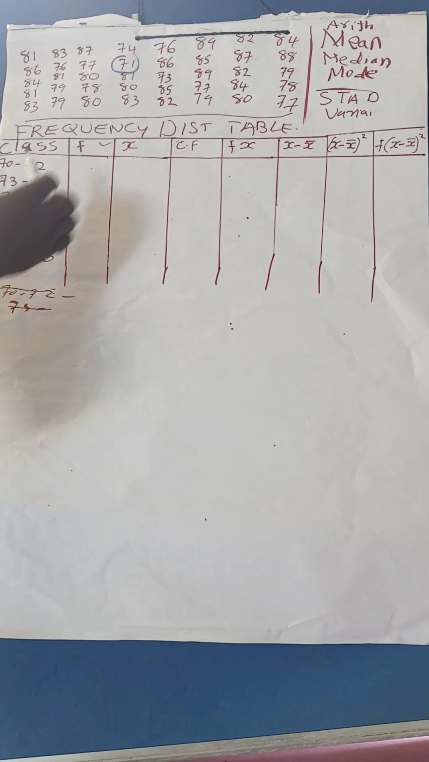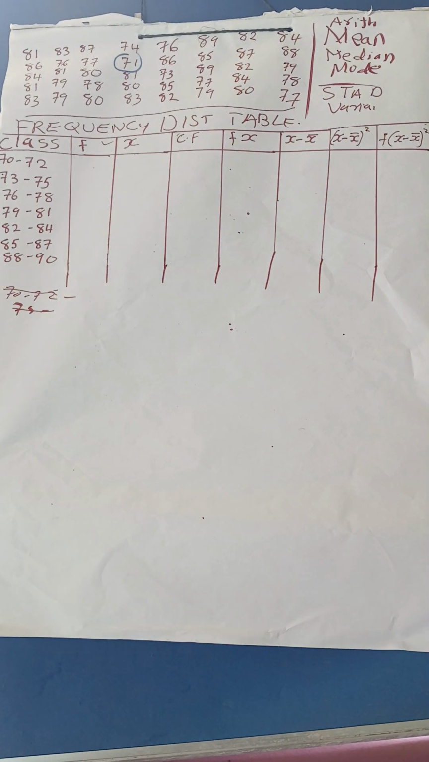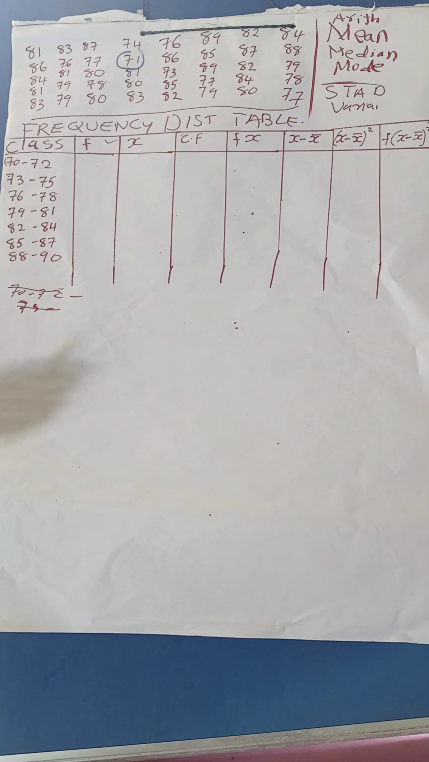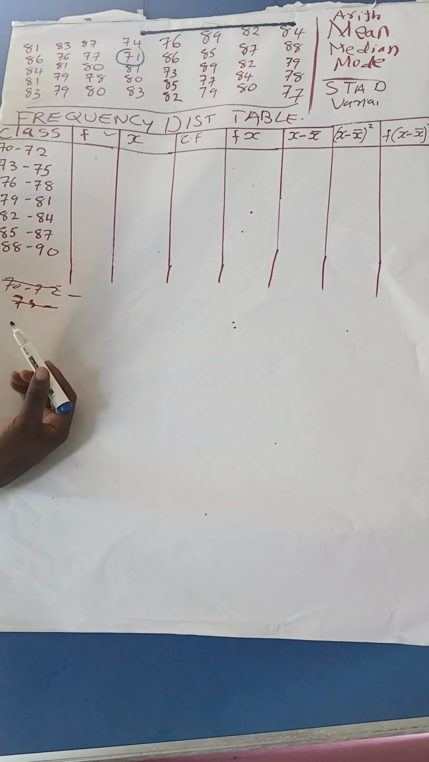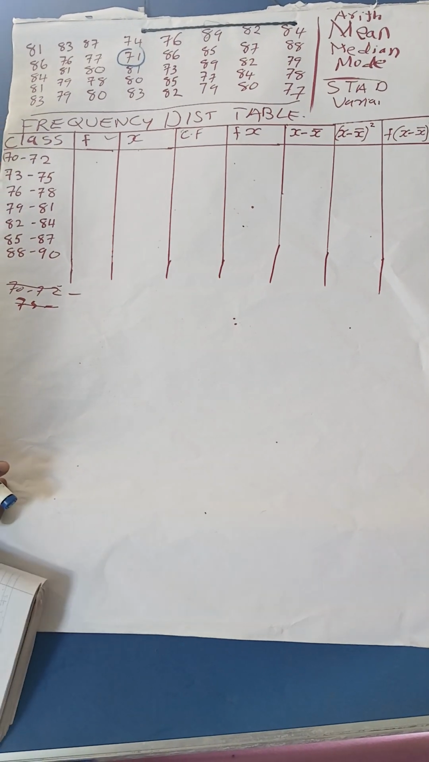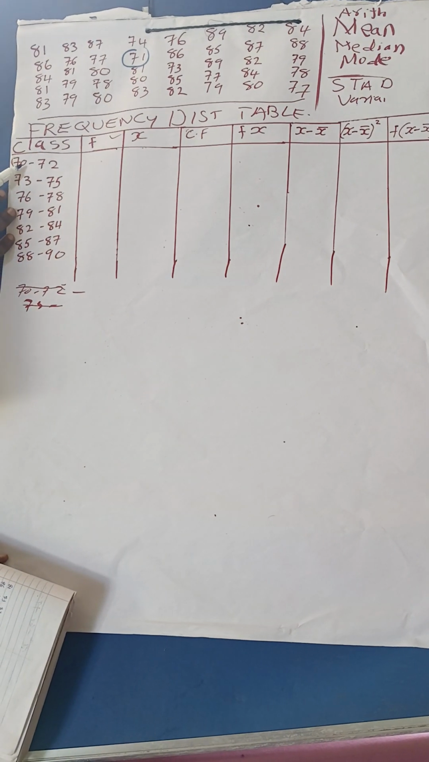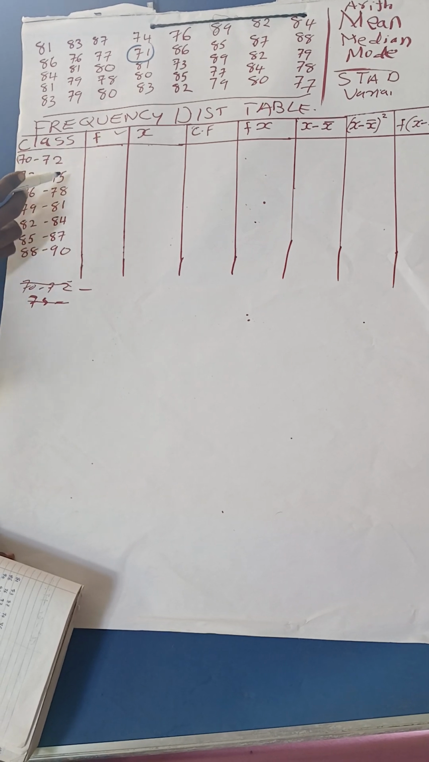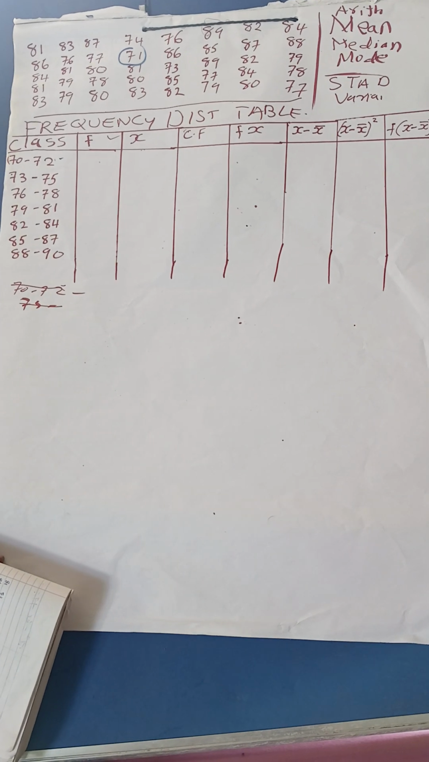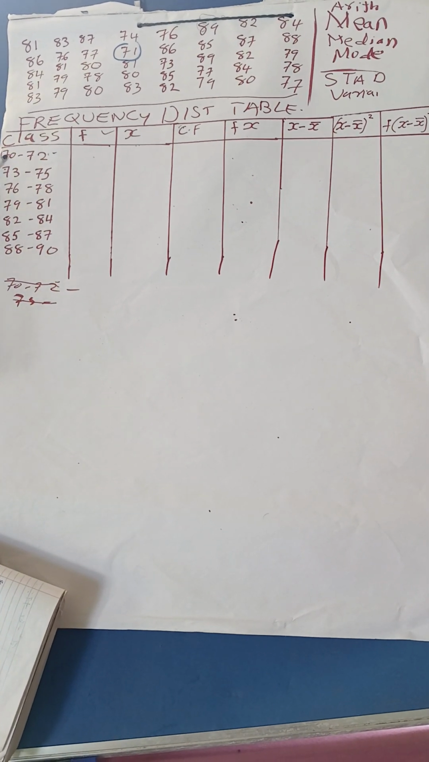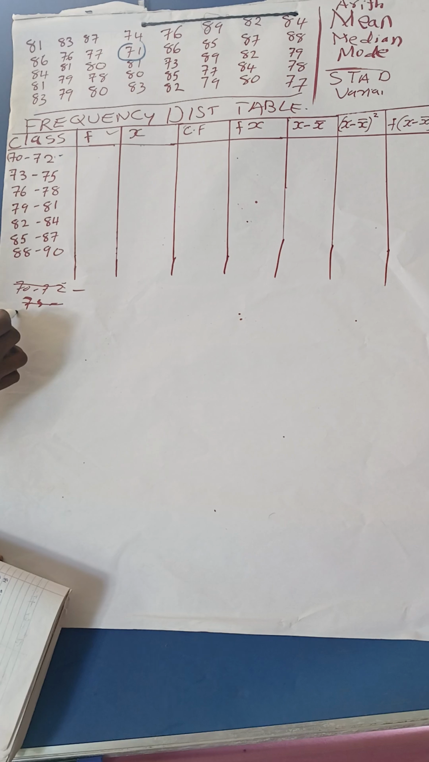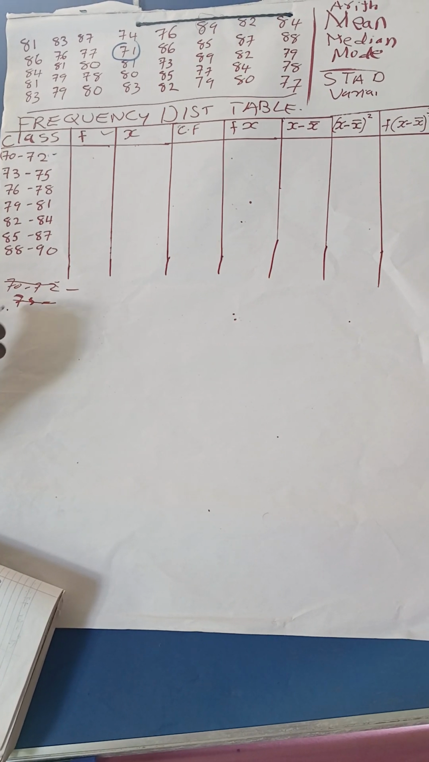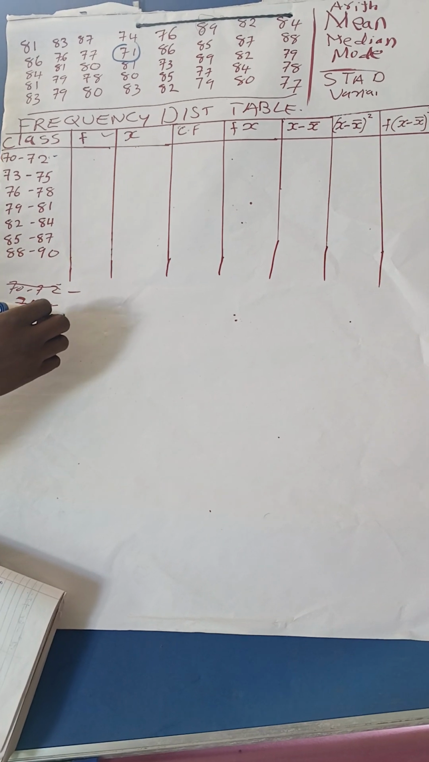Now, if you have been given such a question, how do you come up with the frequency distribution table? First, you have to identify your class. For me, my class runs from 70 to 72. Somebody can decide to run from 60 to 72. It depends on how you decide to choose your class based on the data you have been given. Now, I've decided 70 to 72, meaning my class interval will be what? I always say this 70 is the lower class, and 72 is the upper class.